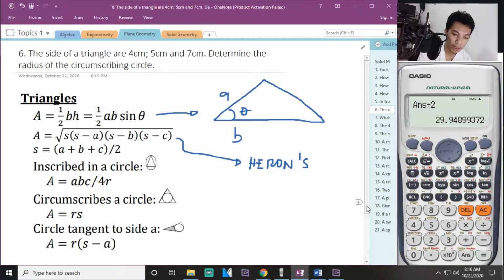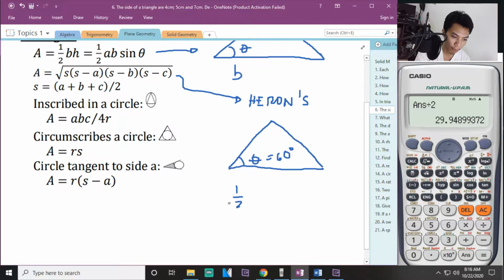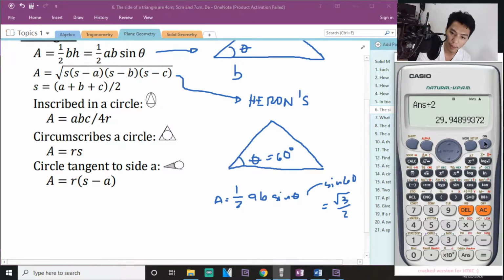Ngayon, sir, meron pa ba tayong mga special triangles dyan? Yes. Paano kapag equilateral triangle? Diba kapag equilateral triangle, ang theta mo is 60 degrees. Equal lahat. So that is, pwede mong gawin ganito. Area niya is equal to 1/2 AB sin theta, where sin theta is sin 60 degrees. At ang value ng sin 60 degrees mo is equal to square root of 3/2. I-check mo pa sa iyong calculator.